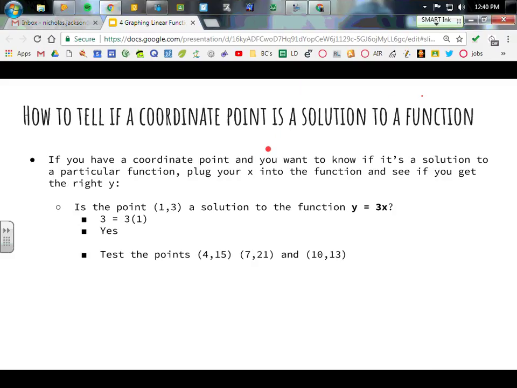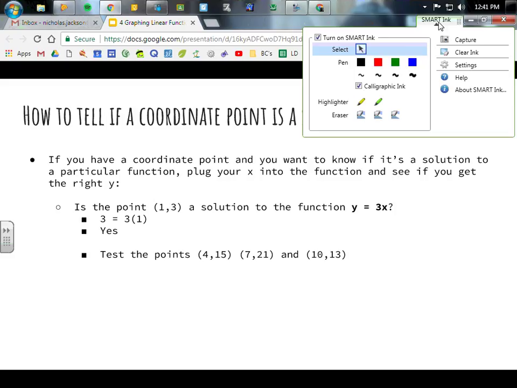Okay, how to tell if a coordinate point is a solution to a function. So you may be faced with a problem where you're given a function, you're given a coordinate point, and you are asked, is this point a solution to this function? Here's how you would do that.